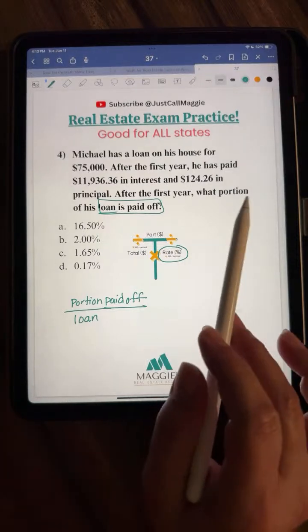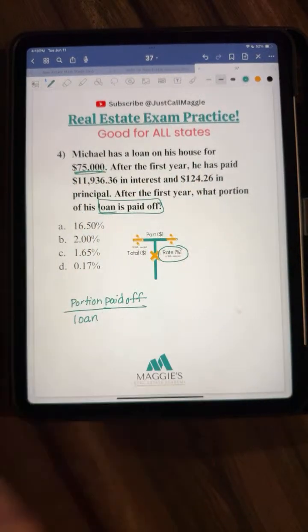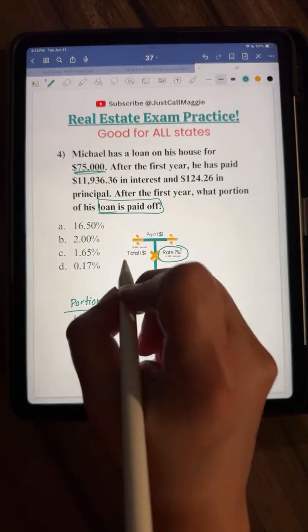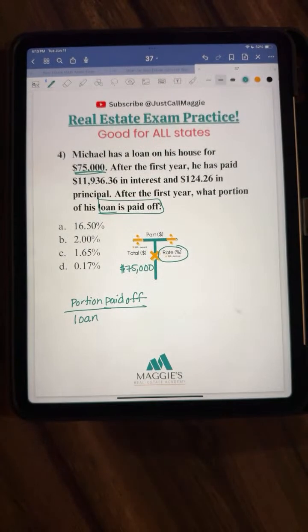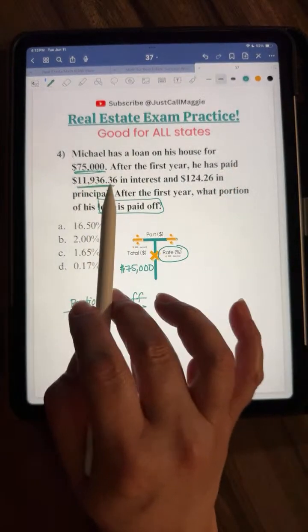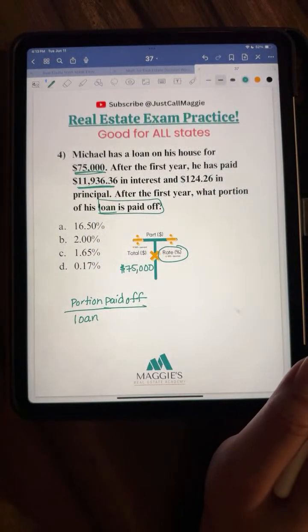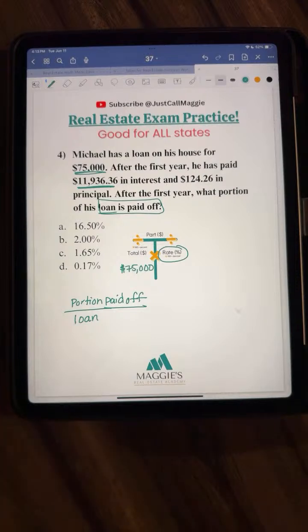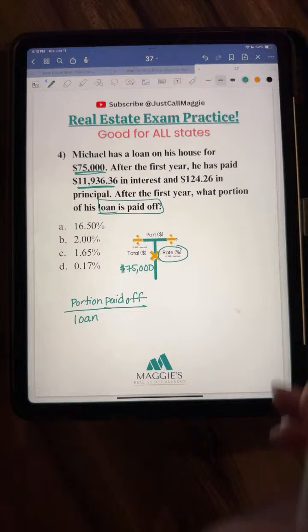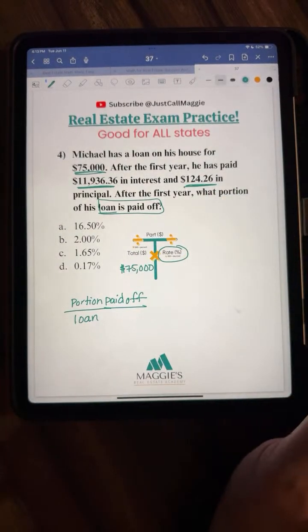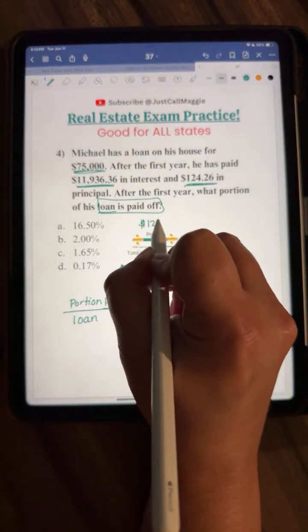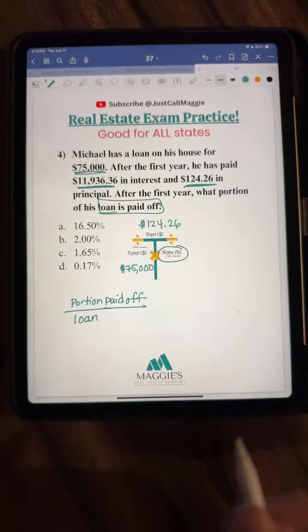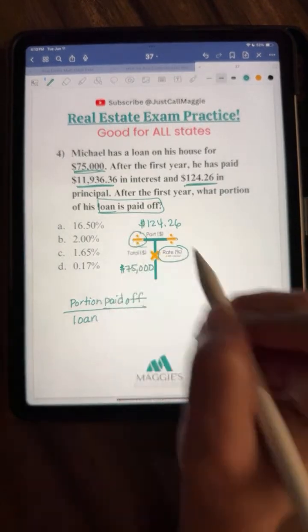So if his loan amount, let's see here, he has a loan amount of $75,000. So that's going to be my total. And then he's paid this much in interest, which obviously doesn't matter because interest is what you pay on the loan, but it doesn't really bring down the loan amount. Okay? So this is the amount that's bringing down the loan amount. So that's the one I'm going to put here in the part section, 124.26. And now we divide.